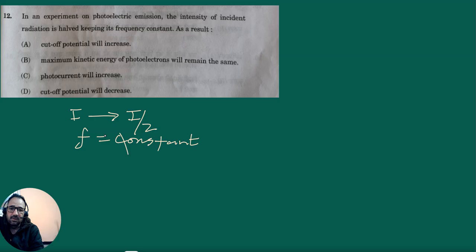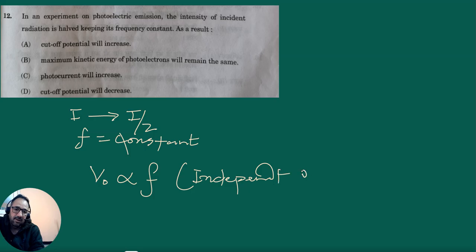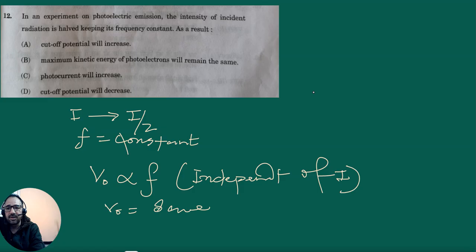Cutoff potential, which is also called stopping potential, depends upon frequency, dear children. Be careful, and it is independent of intensity. It means if intensity is halved, it won't be affected. Frequency is same, it means stopping potential will be same. Cutoff potential will be same. So I can say cutoff potential will not increase. Maximum kinetic energy of photoelectron remains the same.